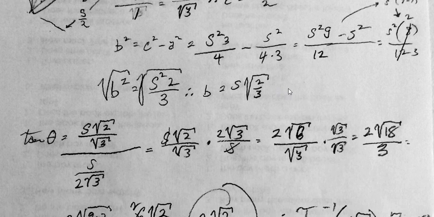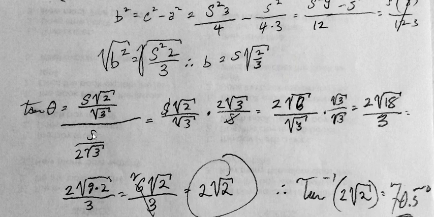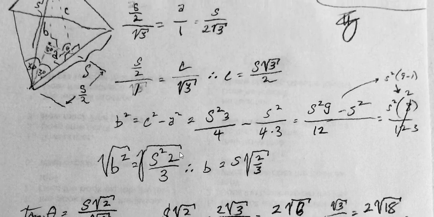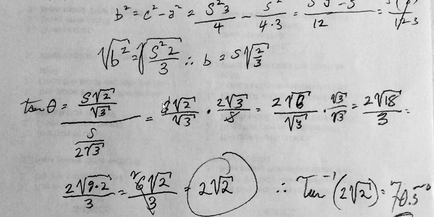Now, I'm going to go ahead and take B over A, because I have those two, right? I do have B, and then I have A from back here, S over 2 radical 3. And then I'm going to multiply by the reciprocal. That's going to give me 2 radical 6 over 3, because the S's cancel. And I'm going to multiply that by radical 3 over radical 3 in order to, I forget what they call it, but it's like rationalize the denominator. So that gives me 2 radical 18 over 3.